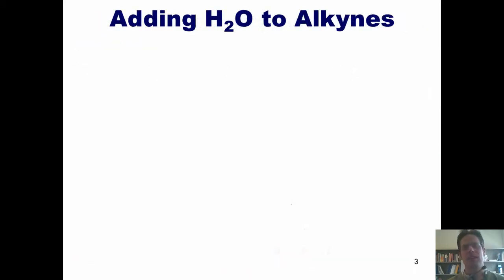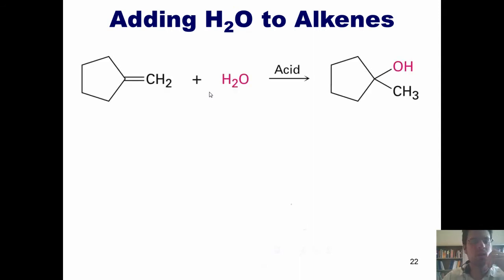Now, before I vault into this, I want to first of all remind you of a reaction that we discussed in our previous chapter, adding H2O to alkenes. I know you've seen this before, but I think the review would be beneficial. When we have an alkene, such as the one shown here, and we add water and a catalytic amount of acid, what ends up happening is we add hydrogen to the carbon that has more hydrogen stuck to it, and we add an OH to the internal carbon.